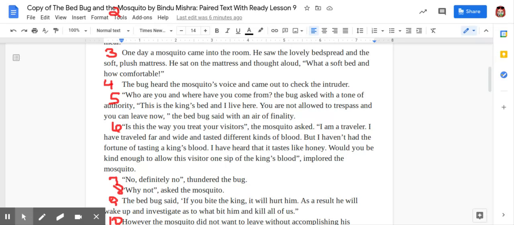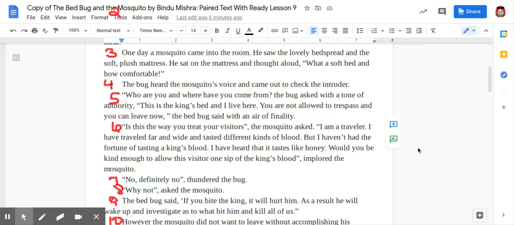"Is this the way you treat your visitors?" the mosquito asked. "I'm a traveler. I have traveled far and wide and tasted different kinds of blood, but I haven't had the fortune of tasting a king's blood. I've heard that it tastes like honey. Would you be kind enough to allow this visitor one sip of the king's blood?" implored the mosquito. "No, definitely not. Definitely no," thundered the bug.